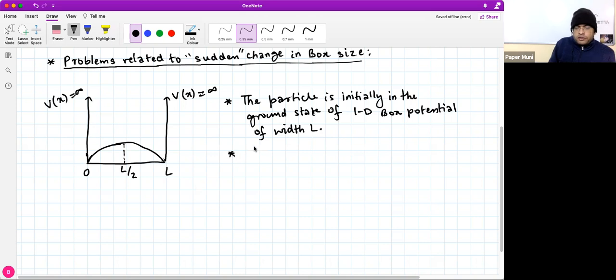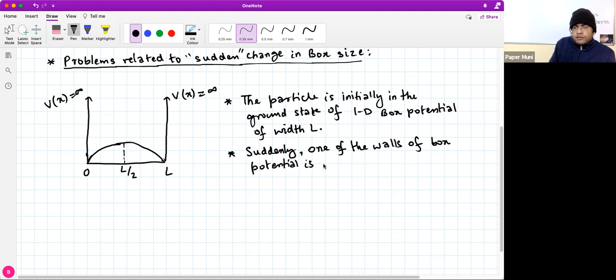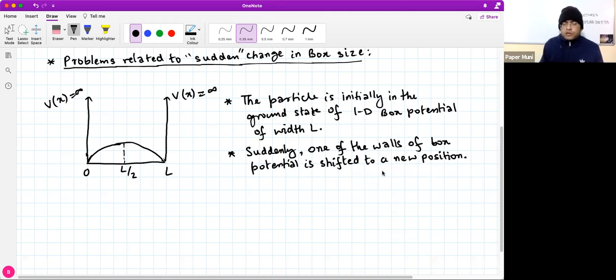Now what happens is suddenly, it has to be abrupt so that the wave function of the particle does not change, one of the walls of the box potential is shifted to a new position. Suddenly one of the walls of the box potential is shifted to a new position.